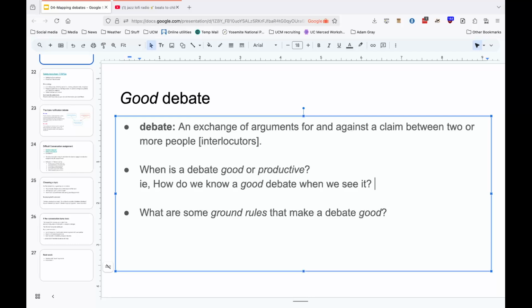Any other things people want to identify as ground rules for a good debate? Maybe having a moderator that can help moderate the debate so it doesn't get too off track. Someone like a philosophy professor. Okay, but not always necessary and not always something we have.